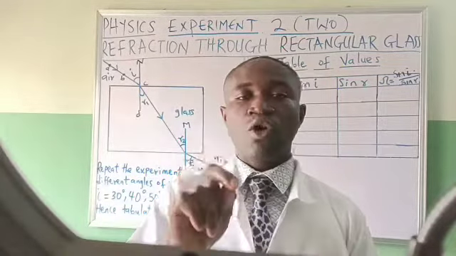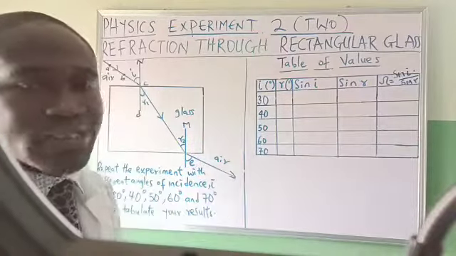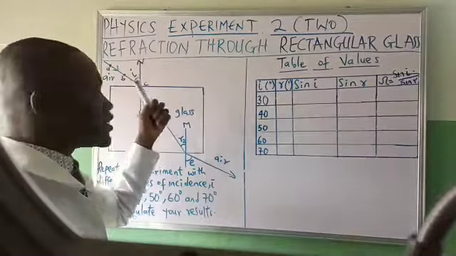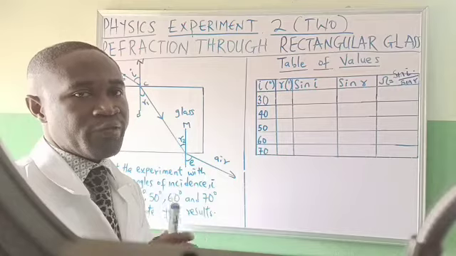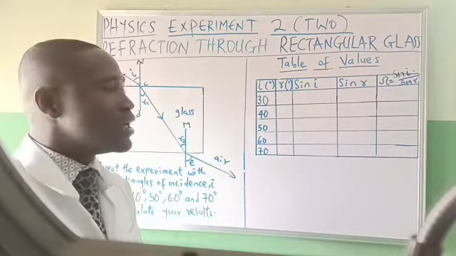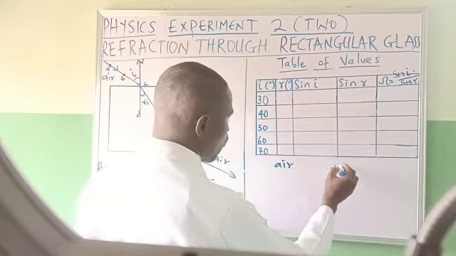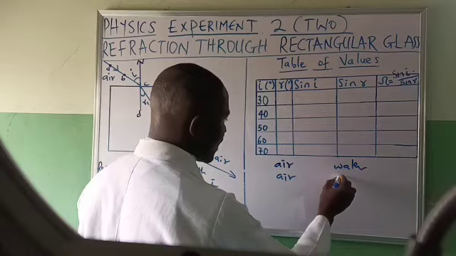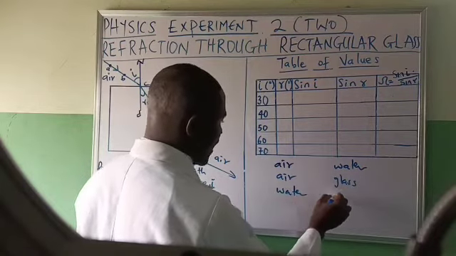In this video we want to discuss refraction through a rectangular glass prism. From the word refraction, it simply means that two media will be involved. It could be air and water, it could be air and glass, it could be water and glass.